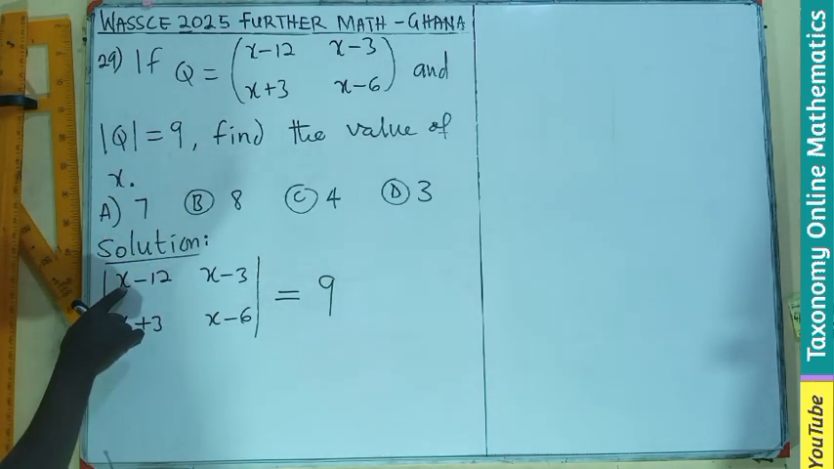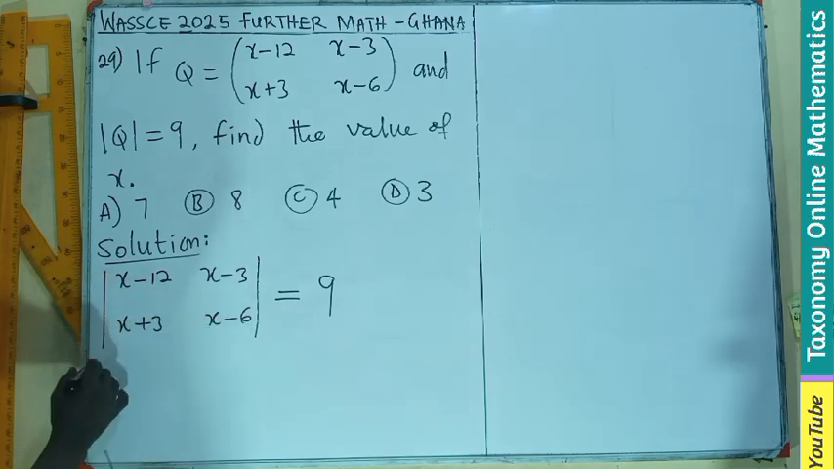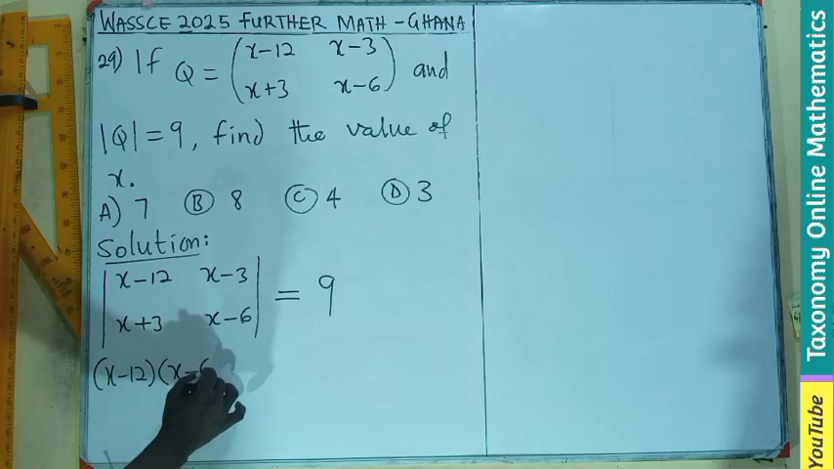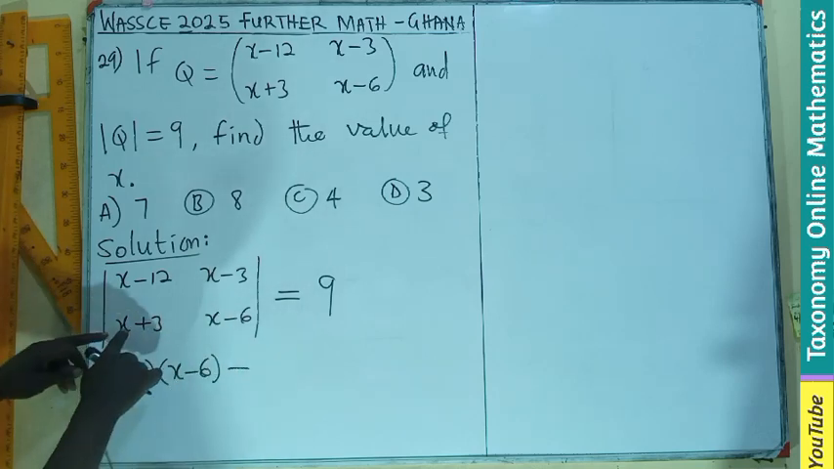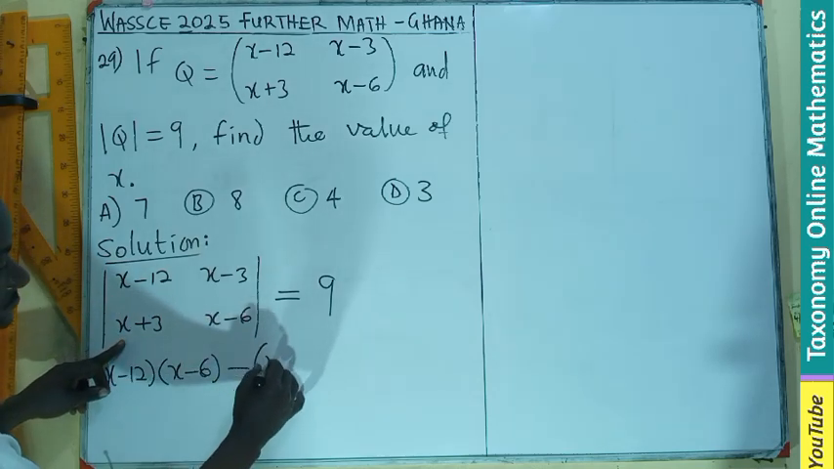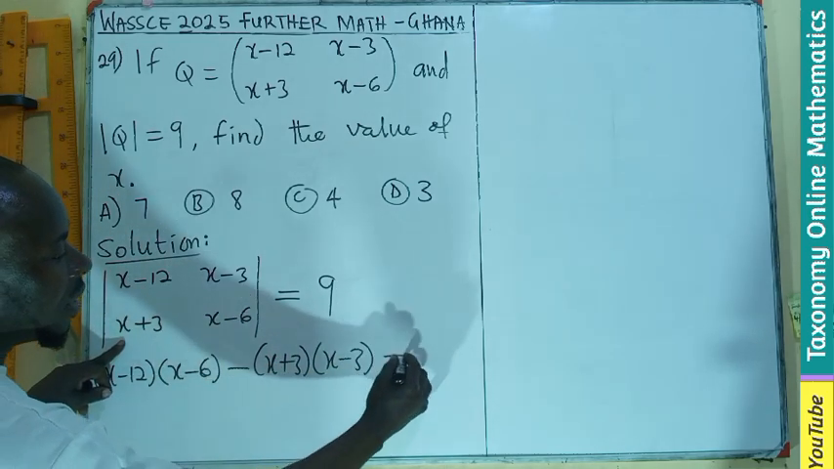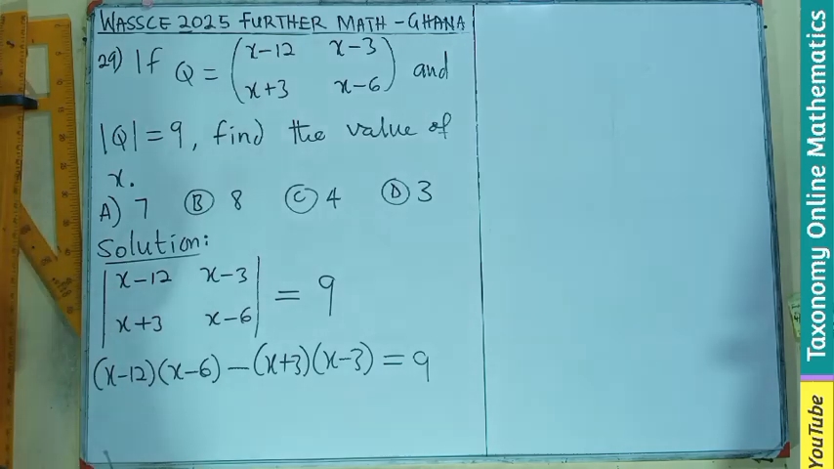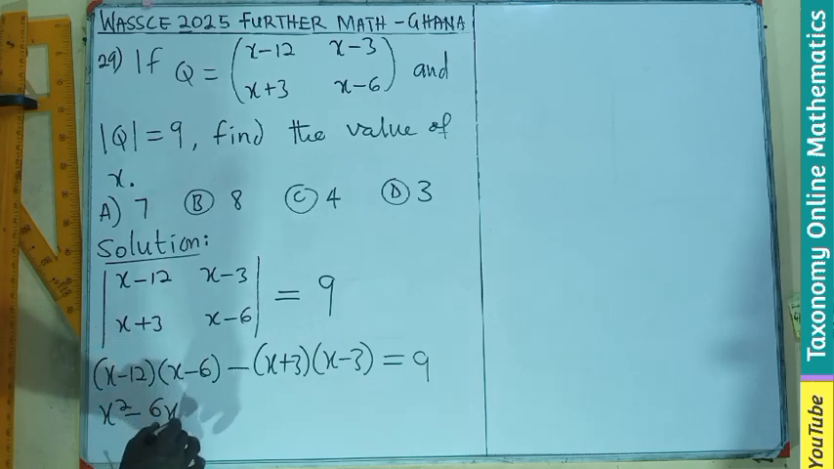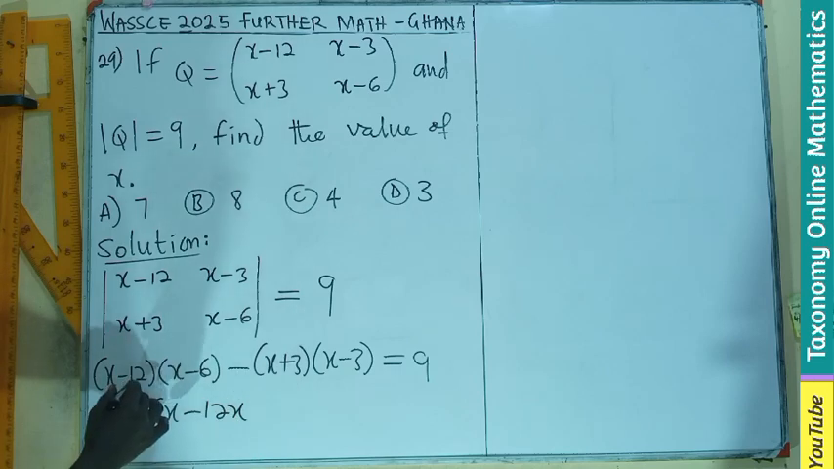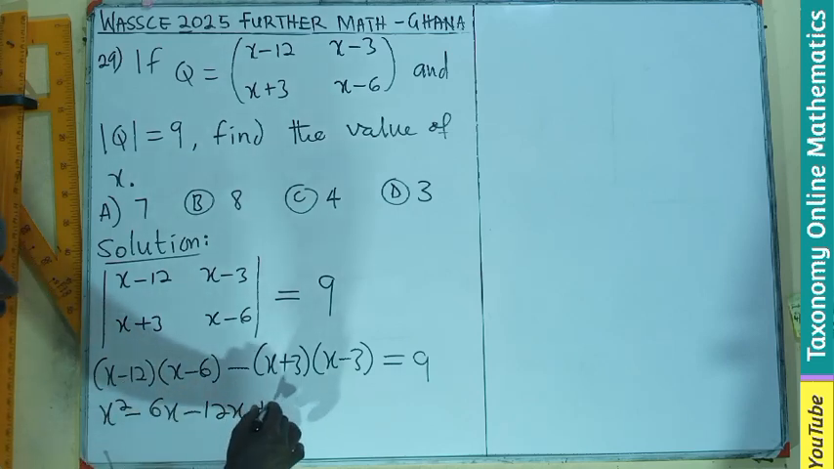So this here is a 9. How do we find the determinant? It is the product of the leading diagonal, meaning x minus 12 multiplying x minus 6, minus the product of the other diagonal, which is x plus 3, then x minus 3. That should be equal to what? 9. In terms of expansion, x times x will give you x squared, x times 6, 12 times x, then minus 12 times minus 6 will give you positive what?